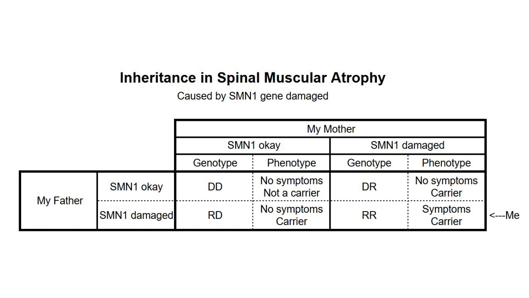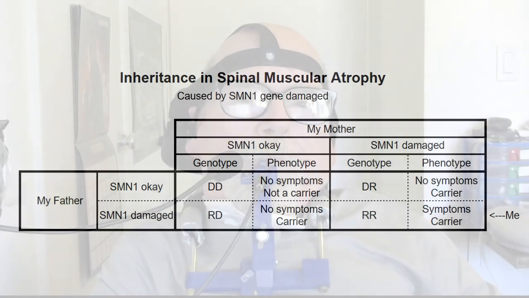If I got an R from one and a D from the other, I would either be RD or DR. And like them, I would be a carrier, but would not exhibit the disease. The odds of that happening are 25% plus 25% equals 50%. The odds of getting 2 R's are 25%. And lucky me, that's what I have. I got 2 R versions of the gene, and I exhibit the disease. And naturally, I'm also a carrier.